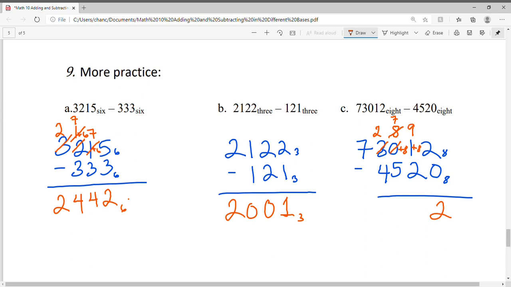9 minus 2 is 7. 7 minus 5 is 2. Then we'll have to borrow from the 7. That makes that a 6. But we're going to add the 8 back to that 2. So this actually becomes a 10. 10 minus 4 is 6. Then we'll bring that 6 down. So that's our solution, 6, 6, 2, 7, 2, base 8.